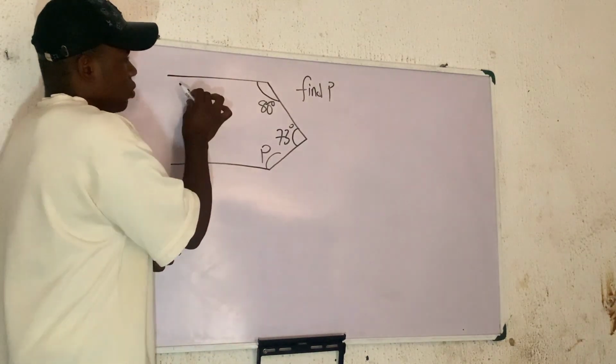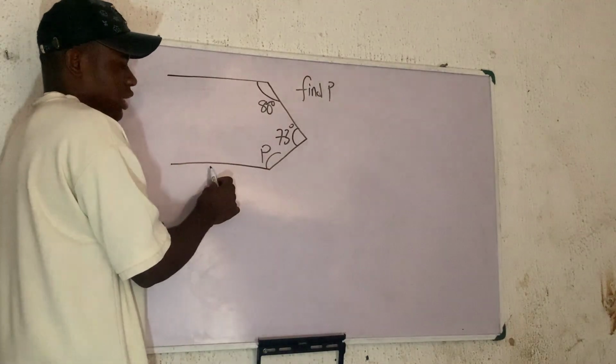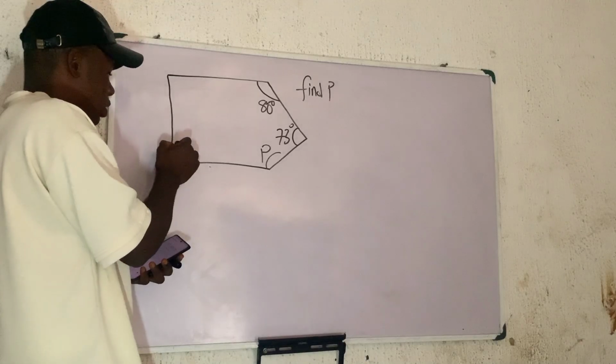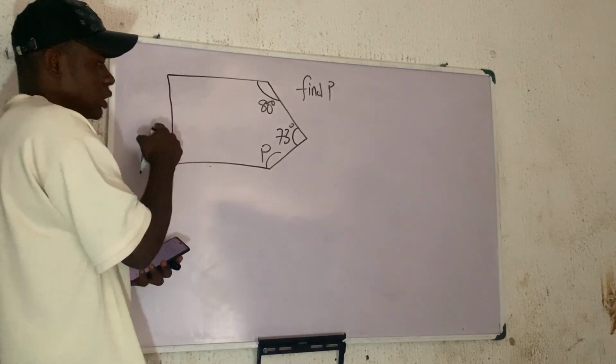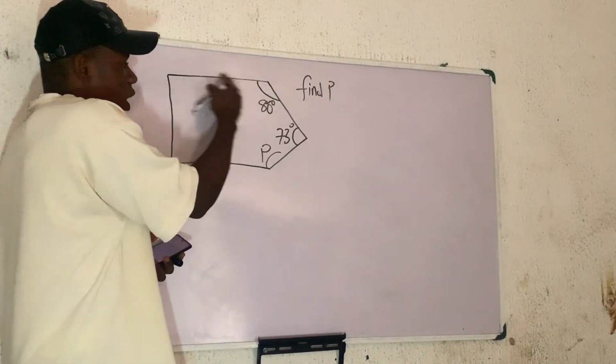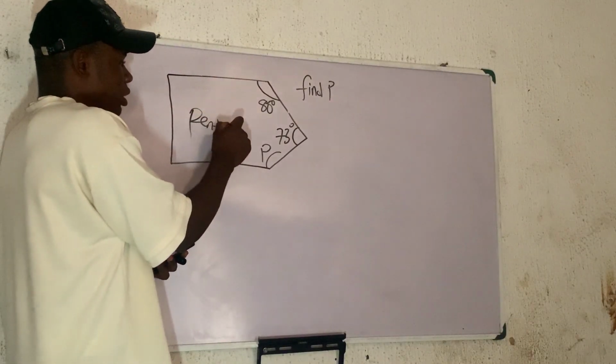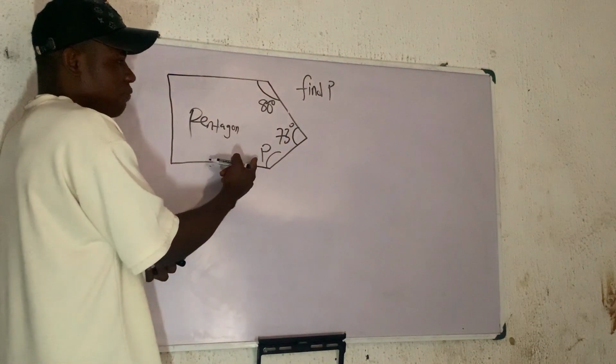Taking a look at the four sides, I can decide to join this line and this line. So how many sides now? I'll be having one, two, three, four, five, and that's a pentagon, right? Now they asked me to find the value of P.